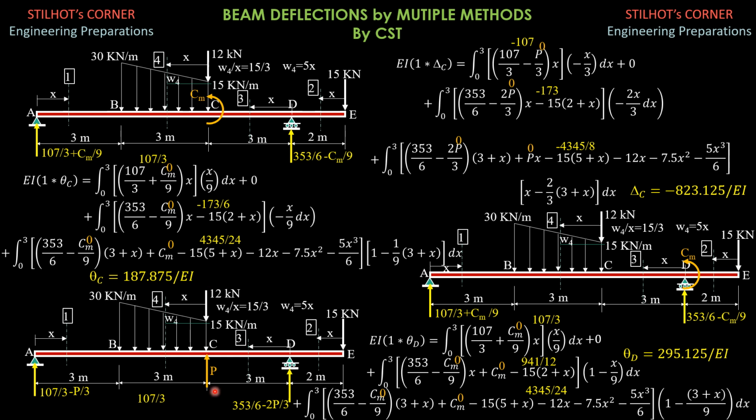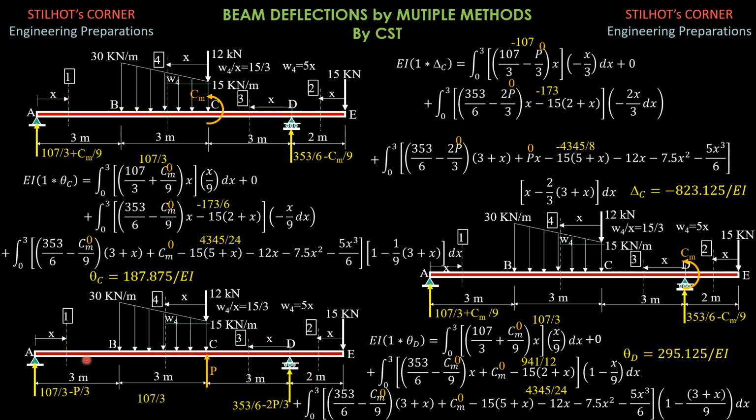Next, we apply a load P upward at C, then solve for the reactions. Focus just on the contribution of P. So we have here reaction downward times 9 equals P times 3. So that's why this is 107 over 3 minus P over 3. Then downward reaction at B times 9 equals P times 6. So that's why at D, the reaction is 353 over 6 minus 2/3 P.